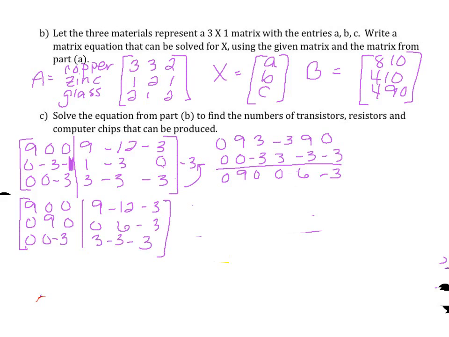Alright, so we've got the zeros in the right locations. We now need to turn these into ones. So we're going to divide the top row by 9, divide the middle row by 9, and then divide the bottom row by negative 3. So when I do that, and we're going to obviously get fractions, we're going to get 1, 0, 0, 1, reducing, negative 4/3, negative 1/3.